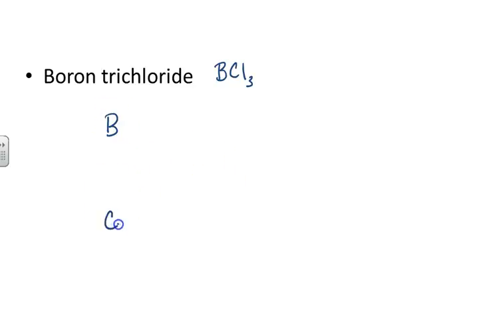Next example. Boron trichloride. Boron trichloride is going to be BCl3. We have boron and we have chlorine. Boron is in family 13, so it has 3 valence electrons. Chlorine is in family 17. It has 7 valence electrons.